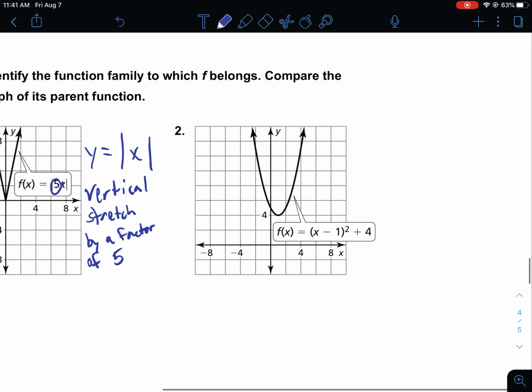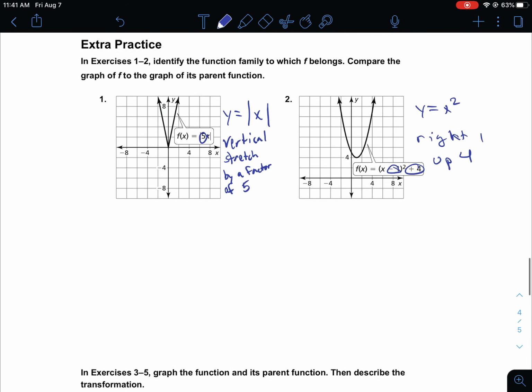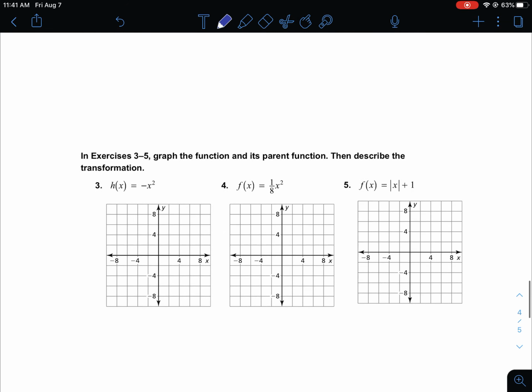This one, obviously being a U-shape, is a quadratic, so the parent function is just x squared. That's the basic quadratic. Here you can see, based on the equation, what has happened. Because of the -1, it actually moves right 1. Remember, it's opposite. So right 1. And the +4 has caused it to go up 4. And you can see that in the graph. And that's all you do with those. You'll see those on a quiz too, just like that.